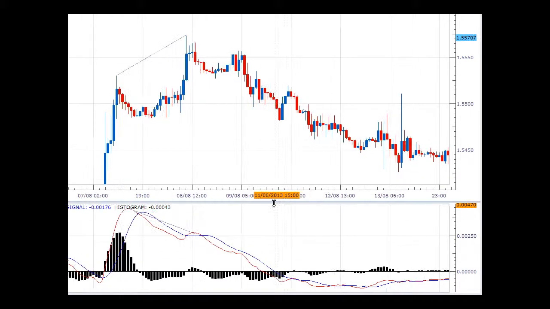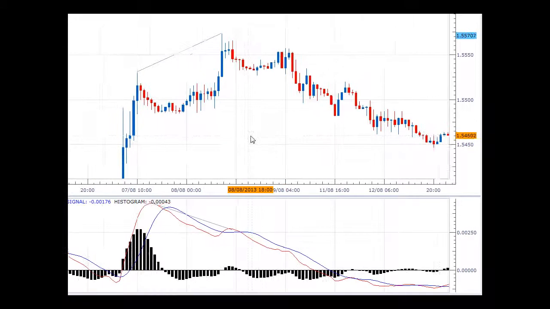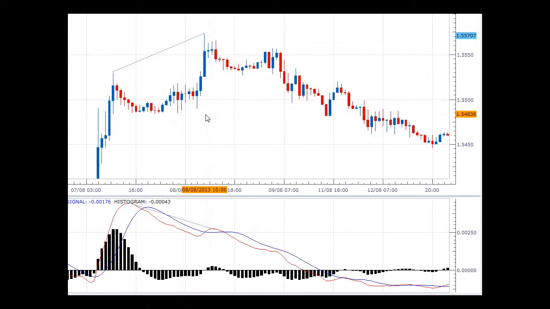But how do I enter it? This is very important. That's why I'm going to show you this video here. I'll enter this trade right when this histogram flips from up to down, because negative divergence is telling me to go short. So therefore I must make sure that this histogram flips from up to down, and once the down bar has been formed and has been completed, I'll enter my trade.